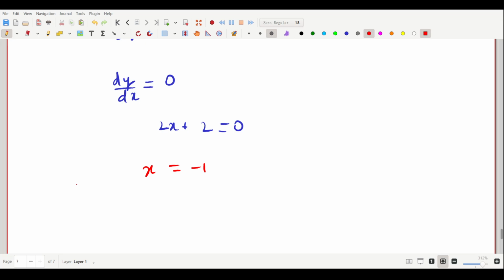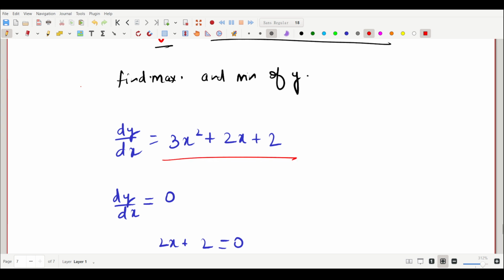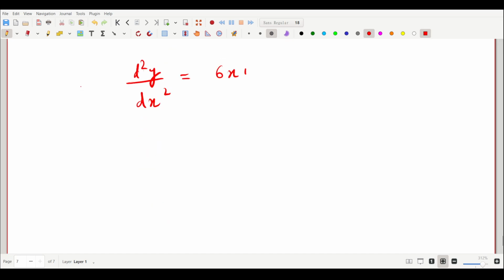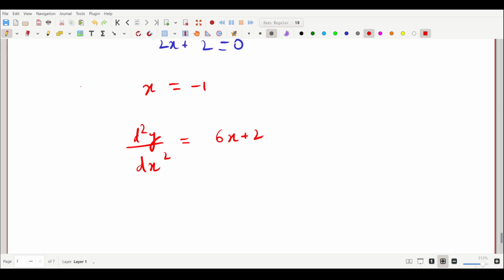Now you have to decide whether at x equals -1 the value of y is minimum or maximum. How will you decide that? For that you need to find the derivative of dy over dx again, which we call d2y over dx square. We have to do the double derivative of the question. Using the same formula, 3x square will become 6x plus 2. Derivative of 2 is 0. That's it, 6x plus 2. When you put the value of x as -1, it will be -6 plus 2, which is -4.